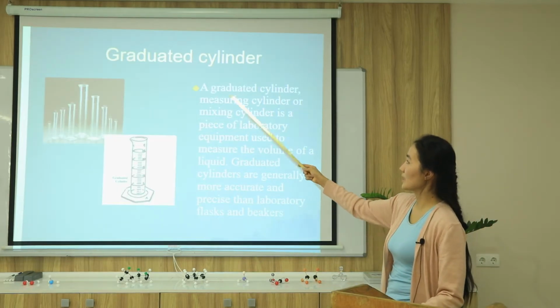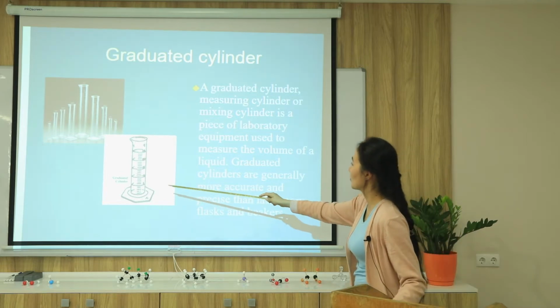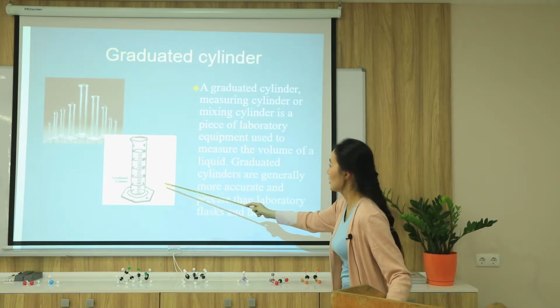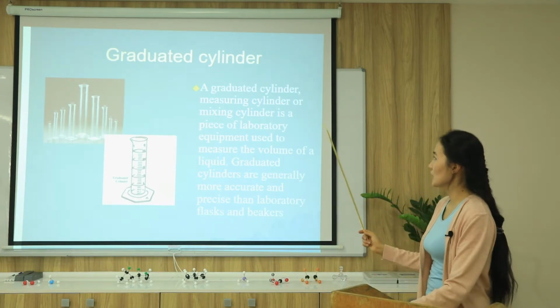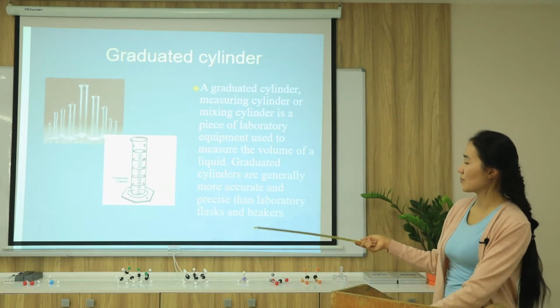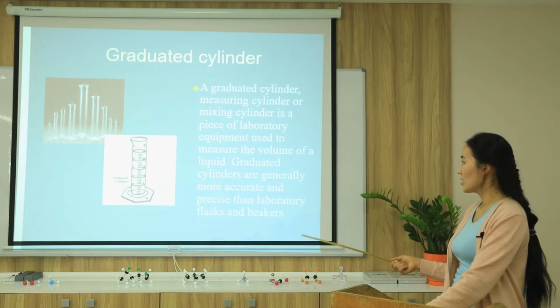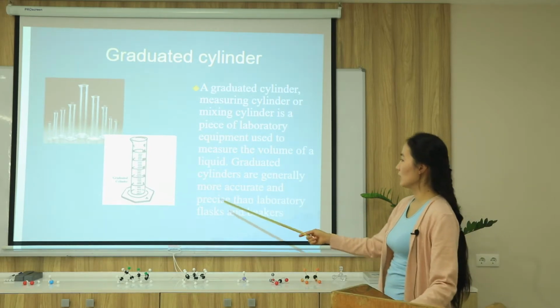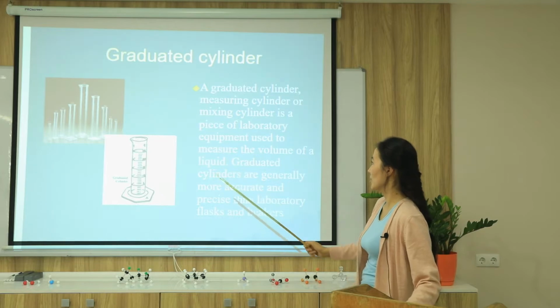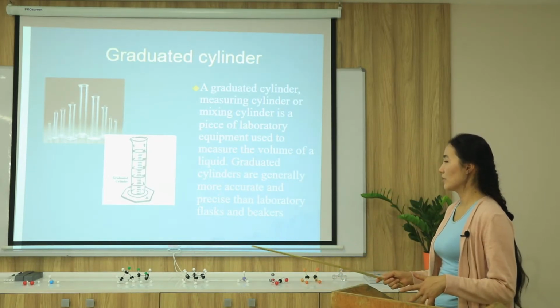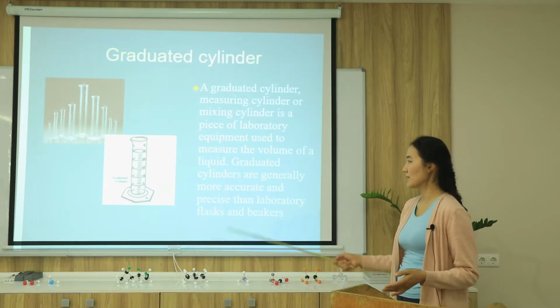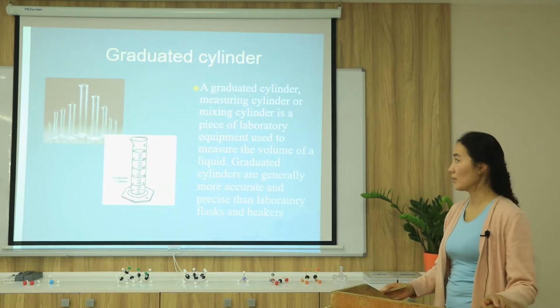Next, this is the graduated cylinder. It's also very useful. The graduated cylinder, or measuring cylinder, is a piece of laboratory equipment. With this one you can measure the volume of a liquid, and it is also one of the most useful laboratory flasks and beakers in our laboratory.